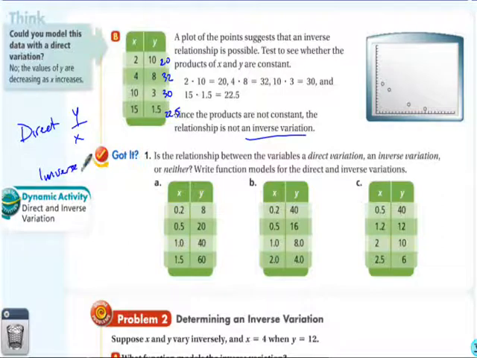Okay, go ahead and take a second for A, B, and C. Tell me whether those are direct, inverse, or neither. If it is direct or inverse, do me a favor and write a function for the equation, or for the model. Go ahead and do that now.